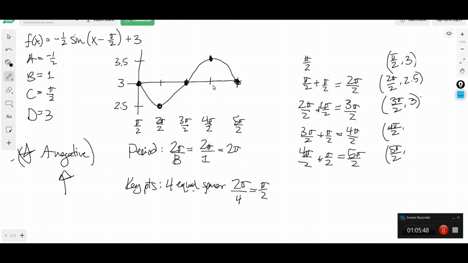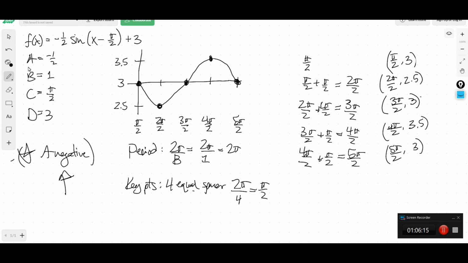Sorry. My fourth point is at 3.5. And then my fifth point is back at 3. So I have all my points. I have the general shape of my graph. Good to go. Let's do one more example. And then, actually, I haven't had time to go over identifying from a graph. We'll look at that too.